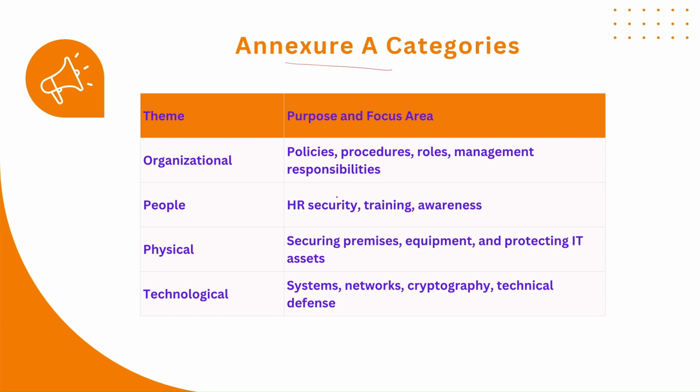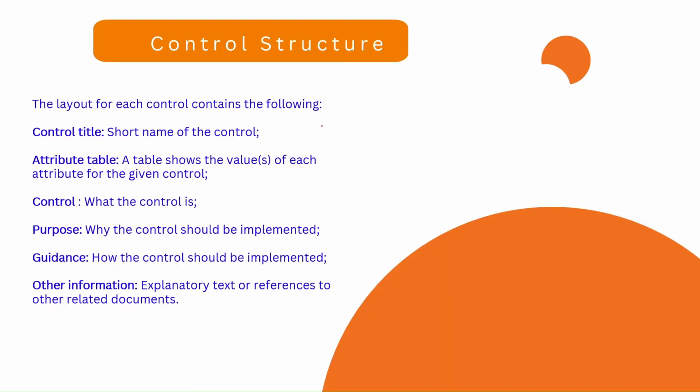Organizational controls: the main focus area of these controls is to understand how the policies, procedures, roles, and management responsibilities should actually be implemented. People control is more about HR security, training, and awareness. Physical control is about the physical security of the organization, like securing premises, equipment, or IT assets. And technological control is more about the technical implementation, like networks, cryptography, technical defense, and so on.